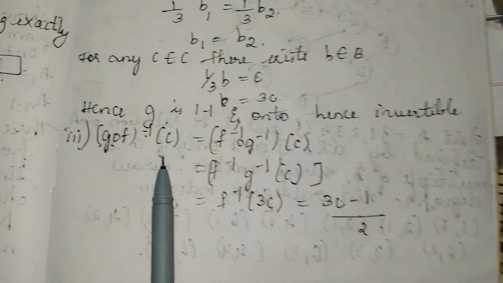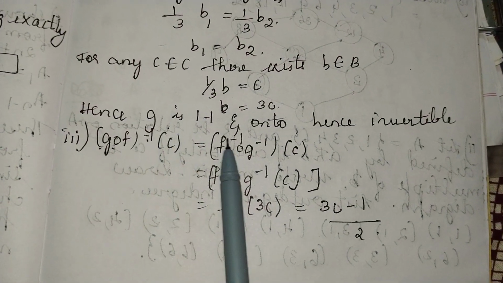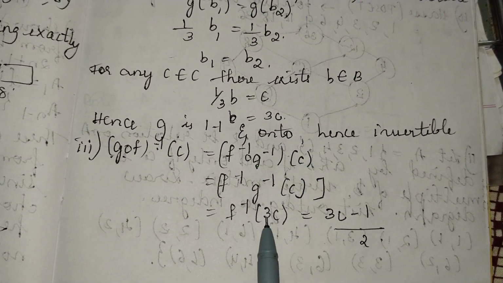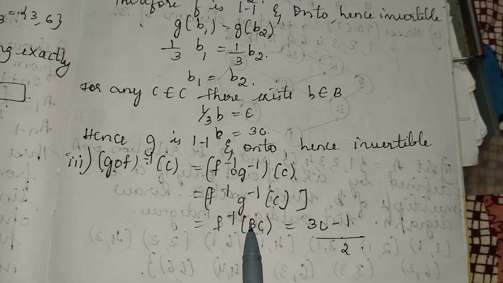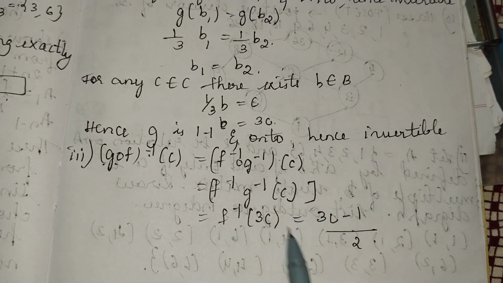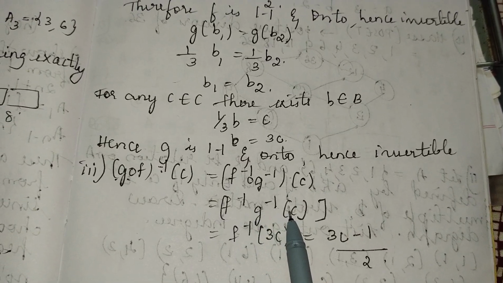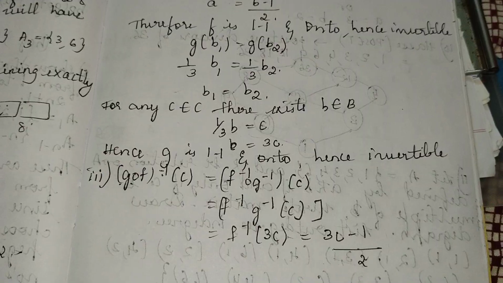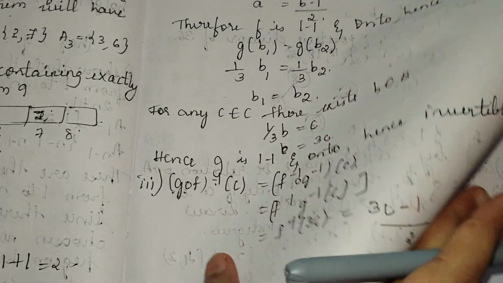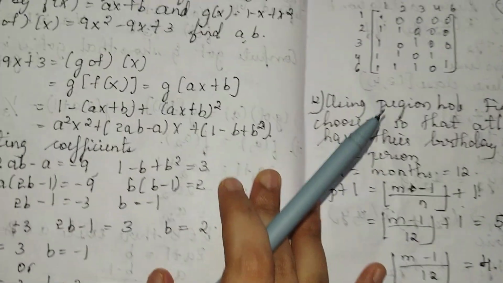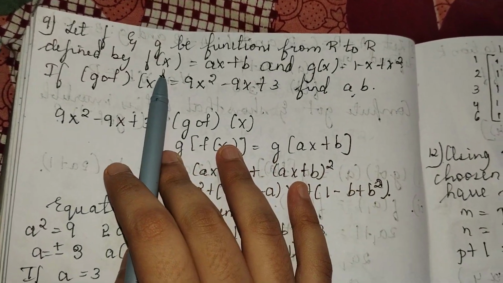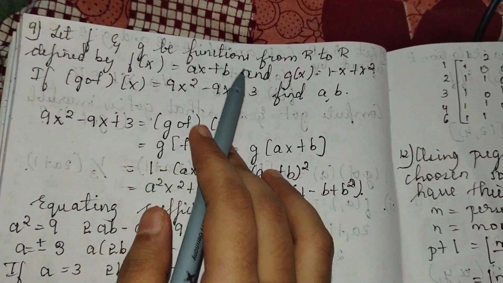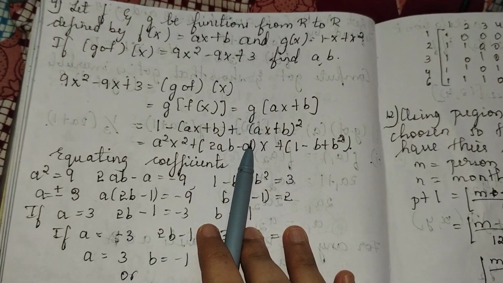So in order to find the GOF inverse of C, this is the standard formula. Very simple. What you have to do is consider this one, value of G1 inverse of C, which you have got here. Substitute here, you will get the answer. Okay, then ninth one, again same thing, they have given two equations, you have to compute the value.